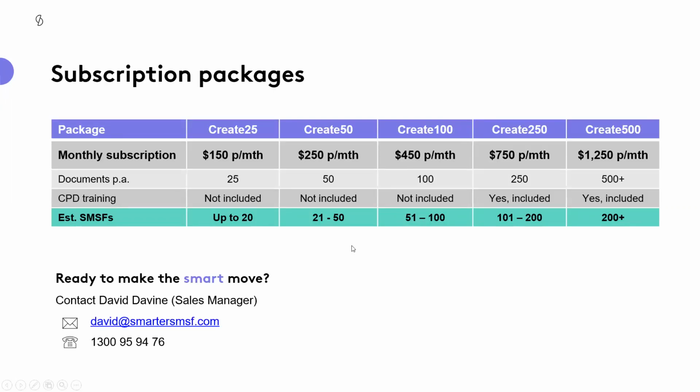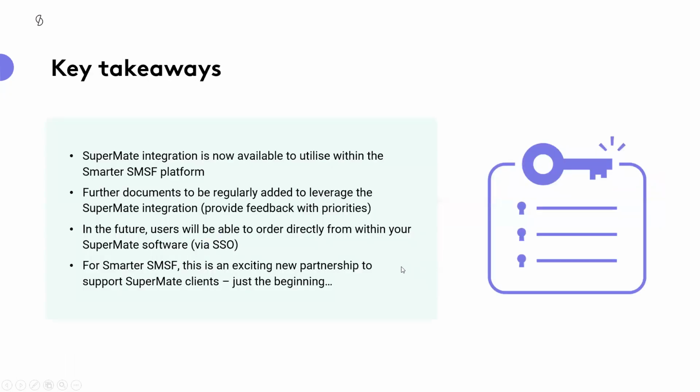A little bit about our subscription packages. We have tiered packages that enable you to dial up based upon the amount of documents you might need. We started with a Create 25 pack, which is in essence 25 documents over a 12-month period. It's $150 a month, or otherwise you can pay an annual price, and then it tiers its way up to a top tier package, which we now call Create Plus, where you get in essence a customized solution for you as well.